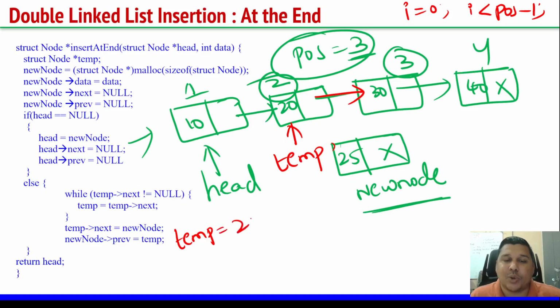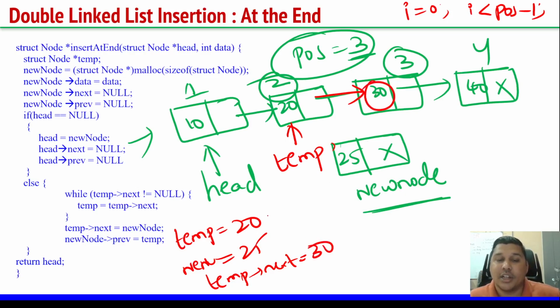Temp is pointing to element 20. New node is pointing to element 25. Temp next is pointing to 30. This is the case. So, see the numbers 20, 30. Temp is pointing to 20. Temp next is pointing to 30.